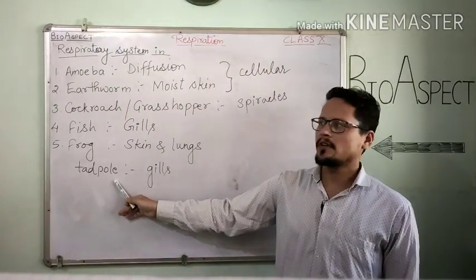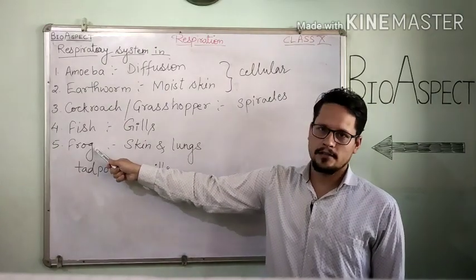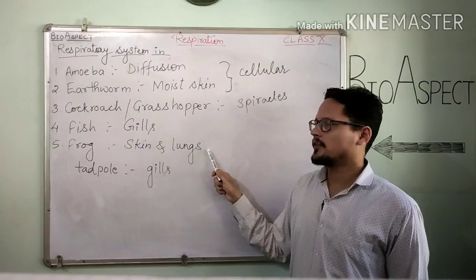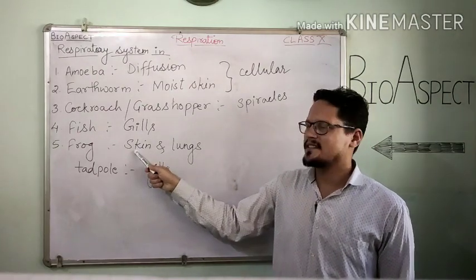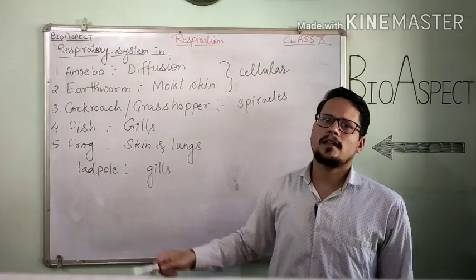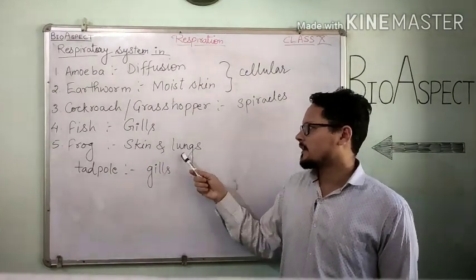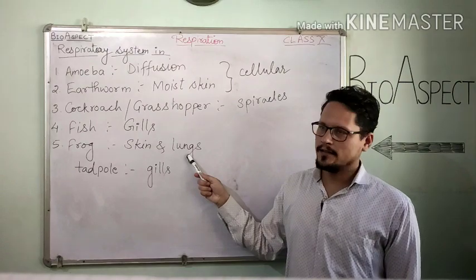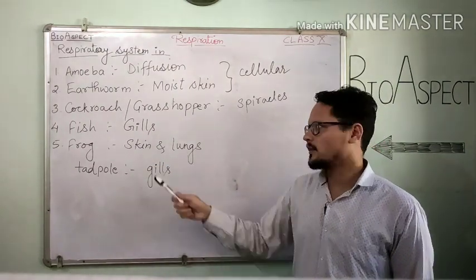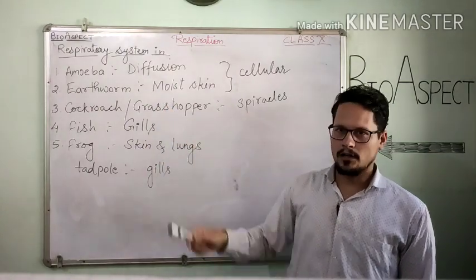But when a tadpole transforms into an adult, that means a frog, gills are transformed into lungs and its skin is also capable of respiration. When frogs are found on the land, they respire through their lungs, and when they are submerged in the water, they respire through their skin like earthworm.